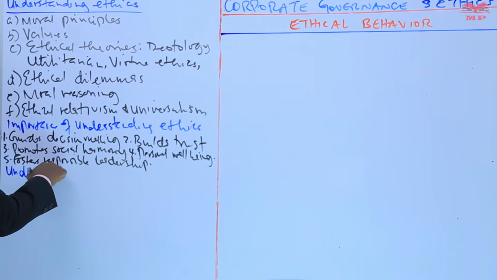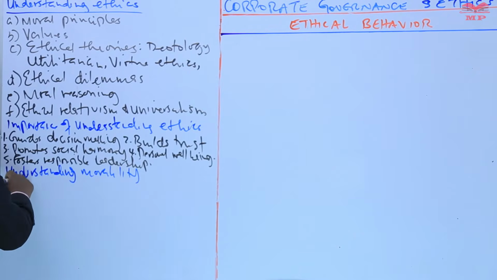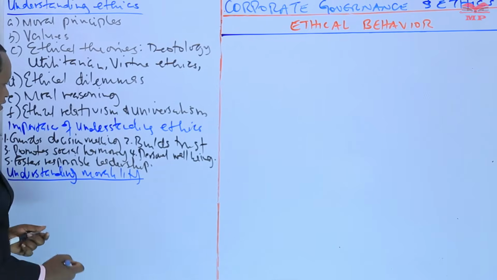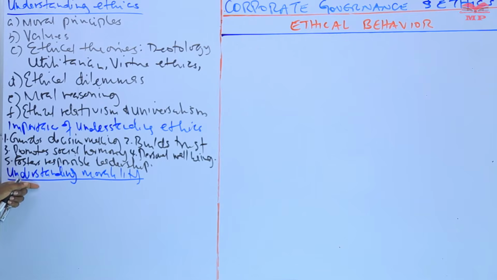Understanding morality. Now, morality, just like ethics, is concerned with the principles of right and wrong behavior. However, while ethics provides a systematic framework for analyzing and evaluating moral conduct, morality refers to actual customs, habits, and values that guide people's behavior in a particular society or culture.